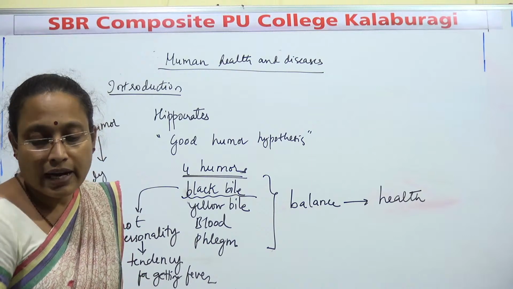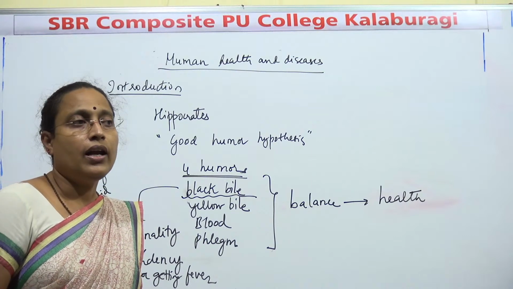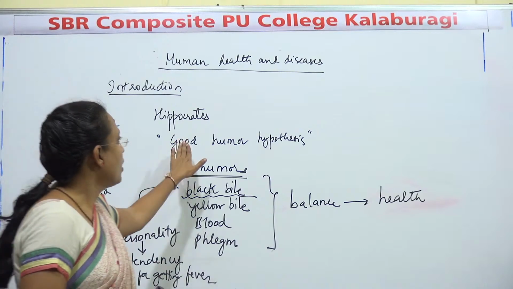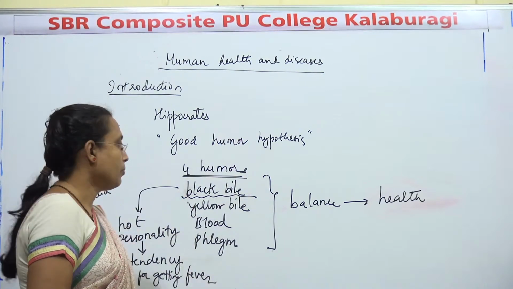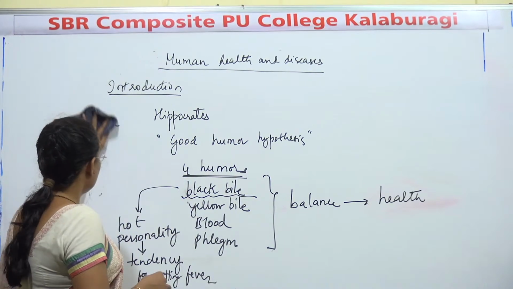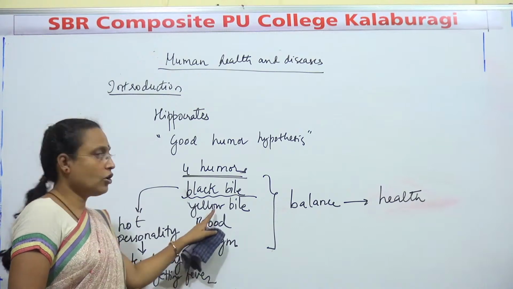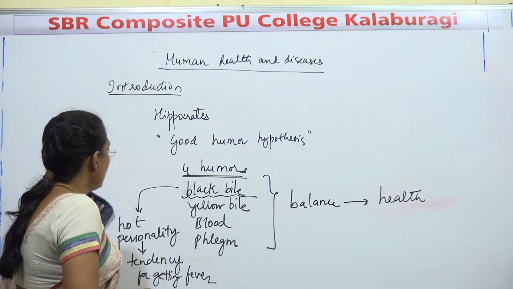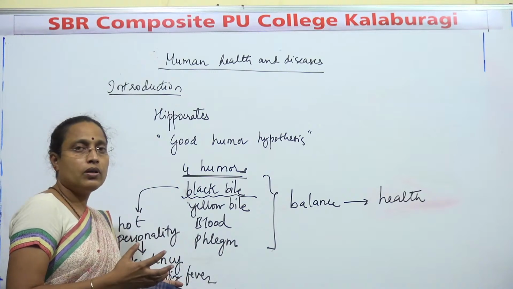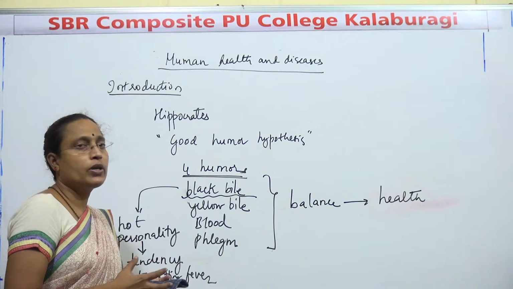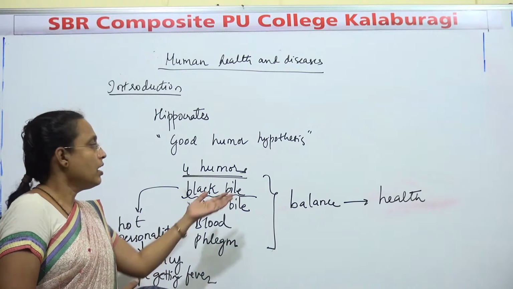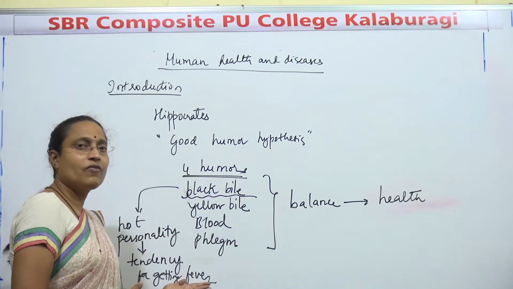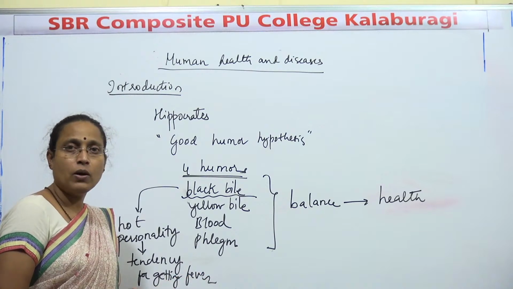Now, a scientist called William Harvey disproved it. What did he disprove? The good humor hypothesis. However, there is not much reference in your NCERT regarding yellow bile, blood, and black bile. So rather, it was disproved. This theory was disproved by using a thermometer, because more emphasis was given to black bile, which causes fever and raises the temperature of the body.